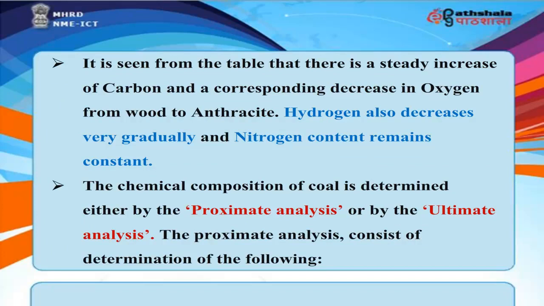It is seen from the table that there is a steady increase of carbon and a corresponding decrease in oxygen from wood to anthracite. Hydrogen also decreases very gradually and nitrogen content remains constant. The chemical composition of coal is determined either by the proximate analysis or by the ultimate analysis. The proximate analysis consists of determination of the following.